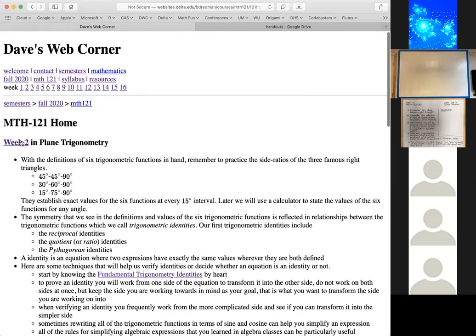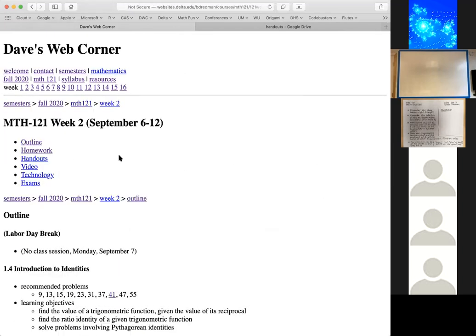I'm going to dump into week 2 right here. Remember, every week you're scanning our weekly webpage, because every week you see the outline, homework, handouts, video, any technology or demonstrations I'm posting, and upcoming information about the exams. We're still getting settled into the course, so I will start to become more specific about the exams shortly, maybe in a week or so.